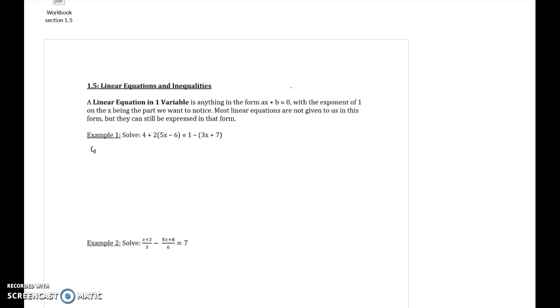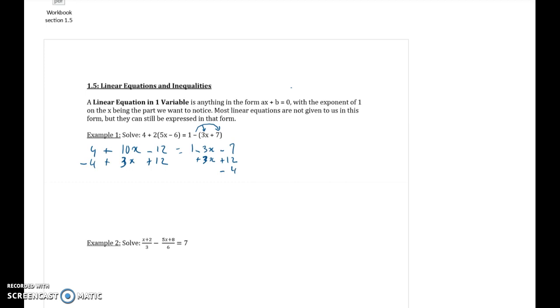So in that case, for instance, you are going to do 4 plus 2 times 5x, 10x, minus 12 equal 1 minus, and when you get rid of the parentheses, it's like you're distributing the minus 1 to the 3x and the minus 1 to the 7. So minus 3x minus 7. Then it's a 3, so it's minus 3 plus 3x plus 3x. Add 12 both sides, and subtract 4 both sides.